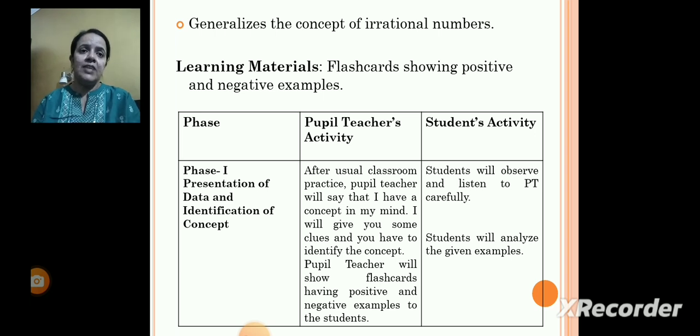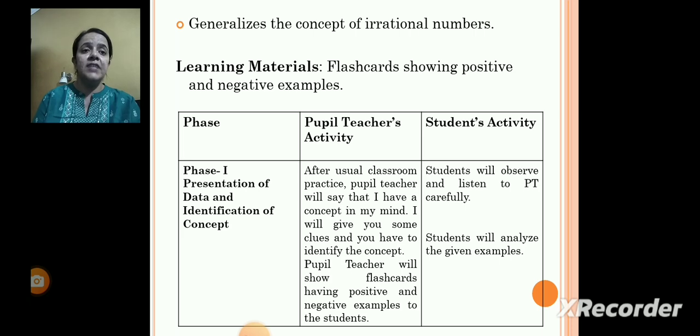So here we'll be making three columns. As we know, there are three phases in the concept attainment model in its syntax. So phase 1 is presentation of data and identification of concept. Here the PT will present the topic to the students, but he or she will not disclose the name of the concept. So the PT will present the topic with the help of flashcards, which will be showing positive and negative examples to the students, and will announce that I have a concept in mind and I will give you some clues and you have to identify the concept.